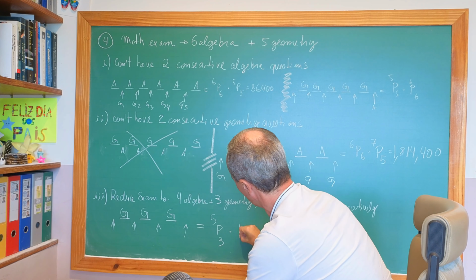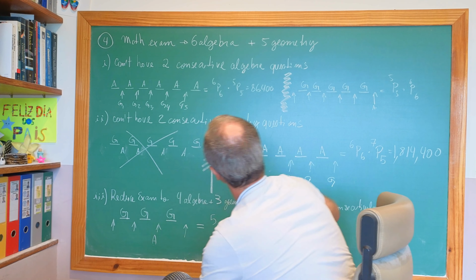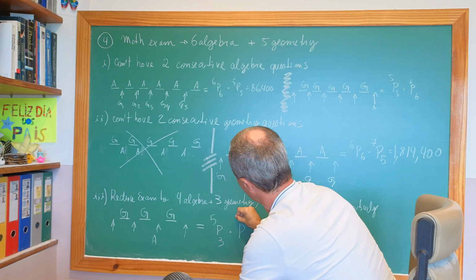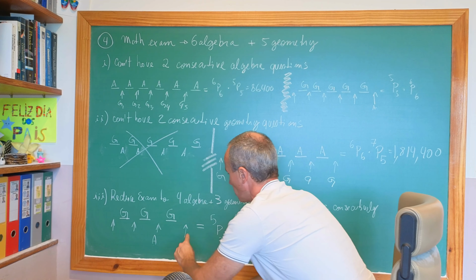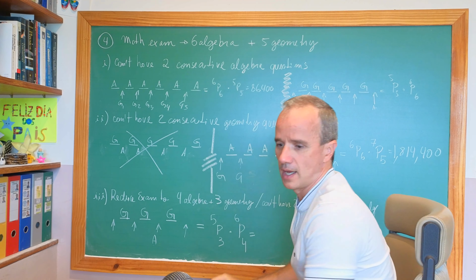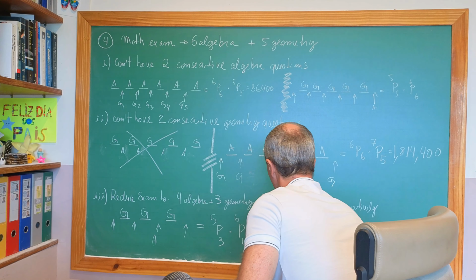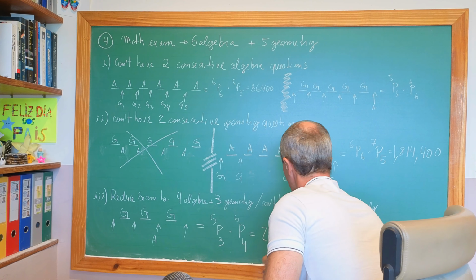Now, what is the next? Now I have what? Let's go for the algebra. For the algebra, I have 6 books, but I can only pick 4, right? Okay, and this is going to be 21,600. All right. So that is the problem.